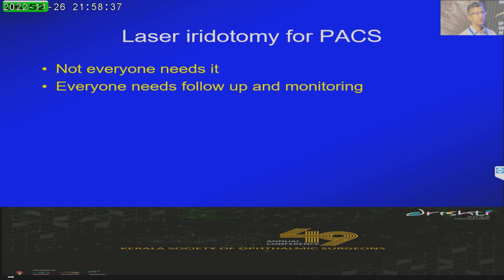So even though we don't advocate YAG-PI for everybody, everybody needs follow-up and monitoring, and that is something that needs to be explained to the patient: that you have a potential problem, please come in for a checkup. The other very useful thing to tell them is, please ask your family members to have a checkup. Because if you have PACS, it's very likely that somebody else in the family has some other form of angle closure disease which actually needs treatment.